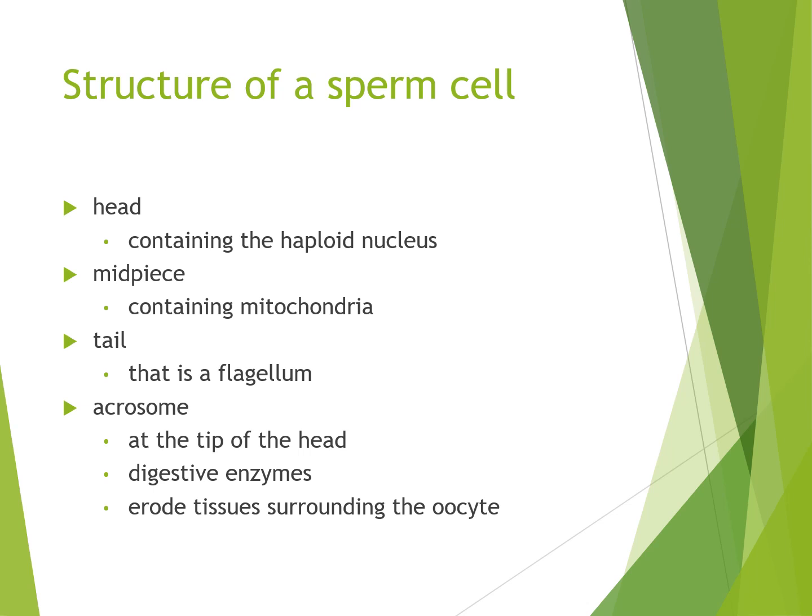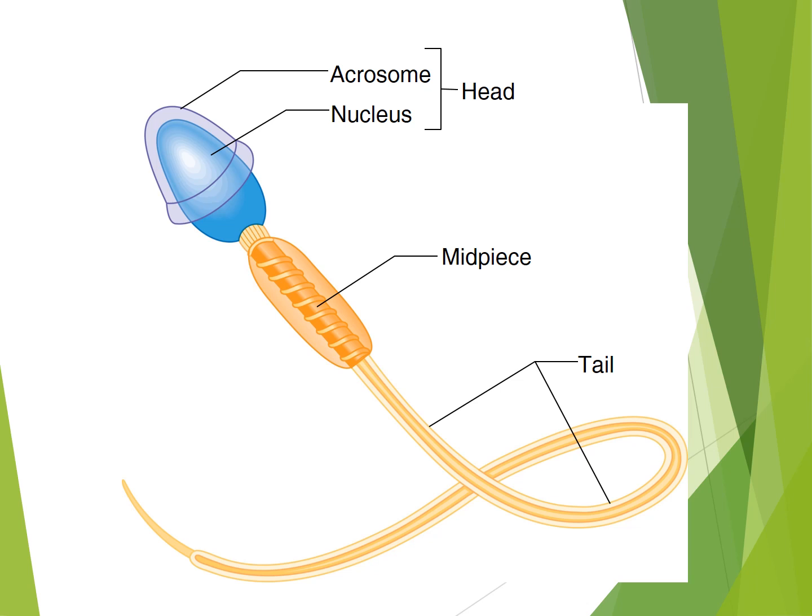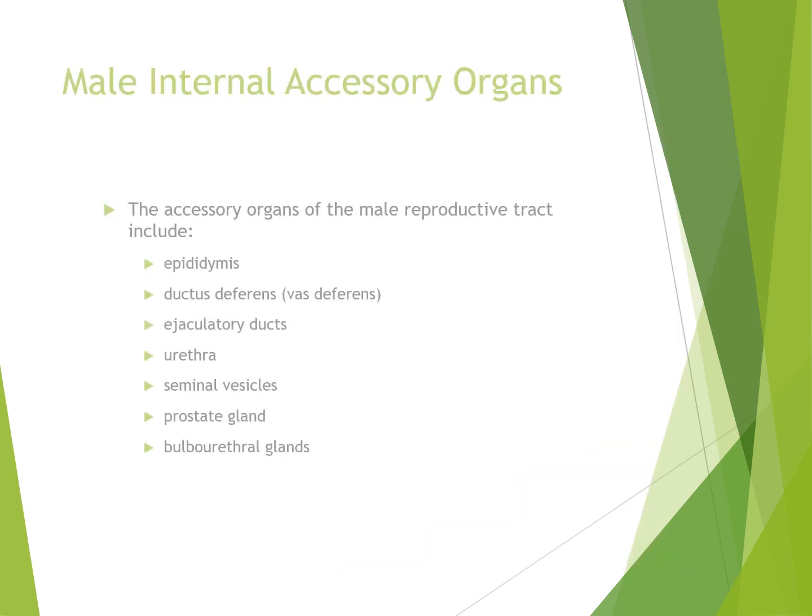There are acrosomes at the tip of the head containing digestive enzymes. These digestive enzymes erode the tissue surrounding the egg, also known as an oocyte. The accessory organs of the male reproductive tract include the epididymis, the ductus deferens, also known as the vas deferens, the ejaculatory ducts, urethra, seminal vesicles, prostate gland, and bulbourethral glands.